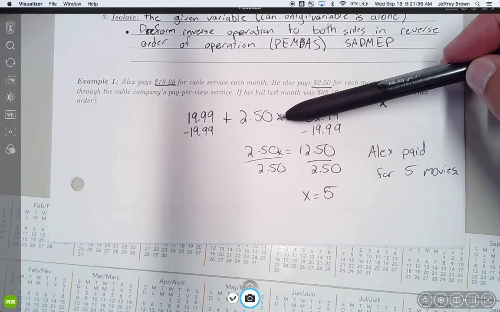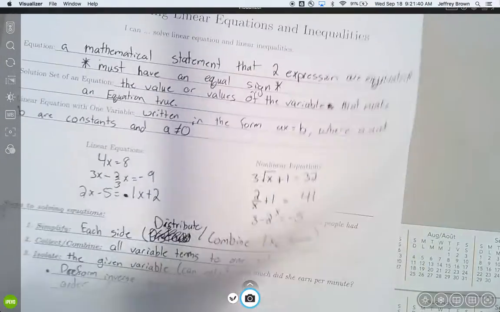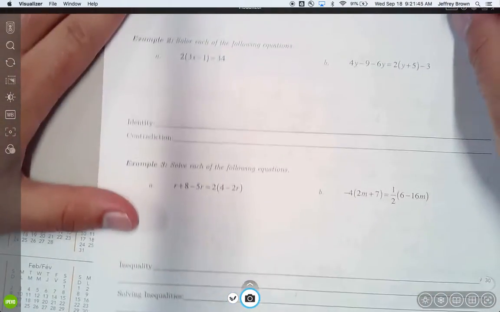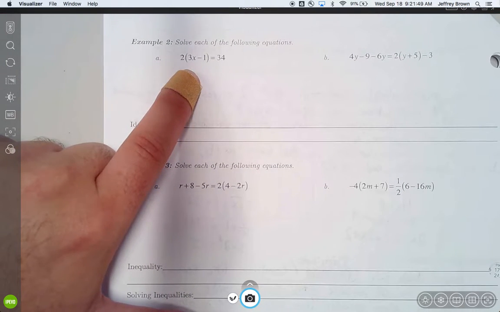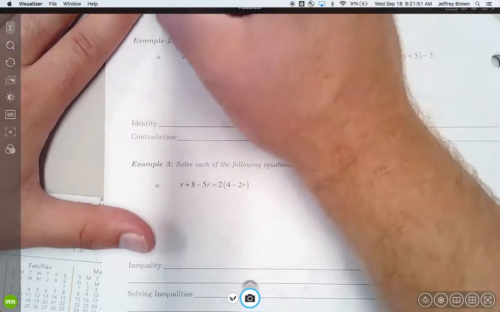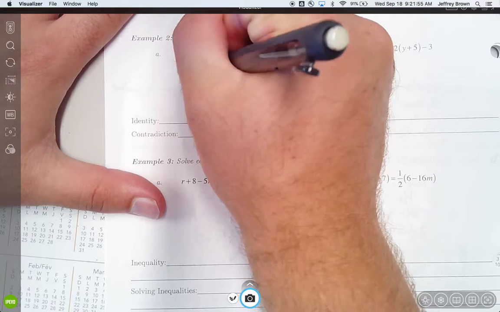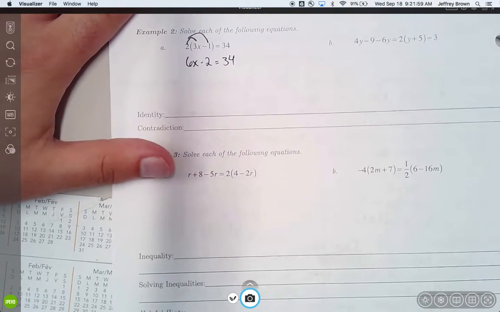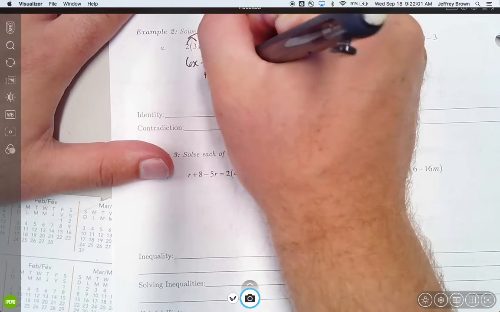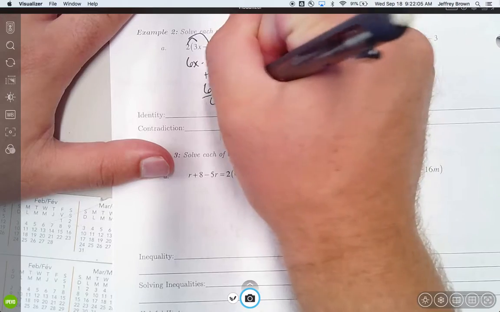Okay, go ahead and flip over to the back side of this page now. And we'll talk about example 2. Example 2 are really just some more of our solving ones. So I just need to simplify here and get my left-hand side simplified. So I'm going to go ahead and distribute the 2 to both pieces, which gives me 6x minus 2 is equal to 34. Then I can go ahead and solve that. I'm going to add 2 to both sides, which gives me 6x is equal to 36. I can then divide by 6 on both sides, and I get my final answer here of x is equal to 6.